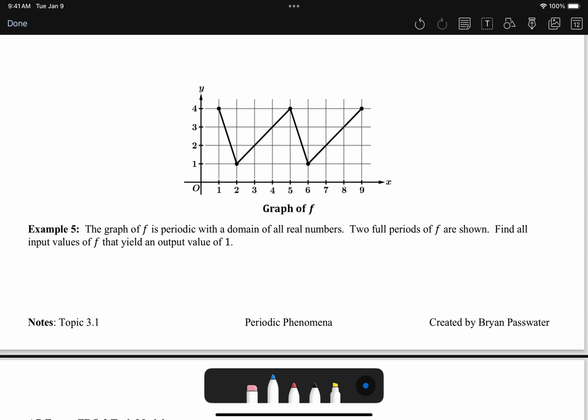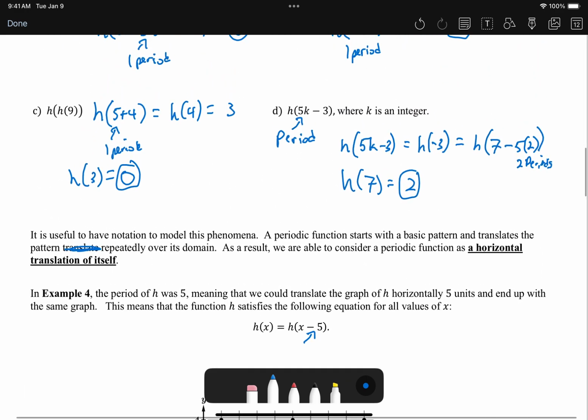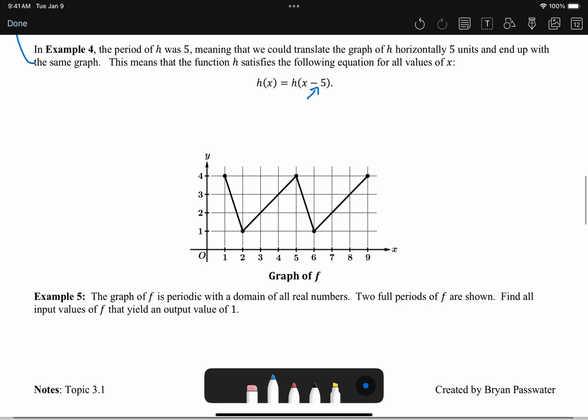Find all the input values of F that yield an output of 1. Well, in this case, this example goes with example 5. So we need 1, right? Well, there's 1, there's 1. So 2 and 6. Well, that's a period. That period's 4, right? So the period is 4.